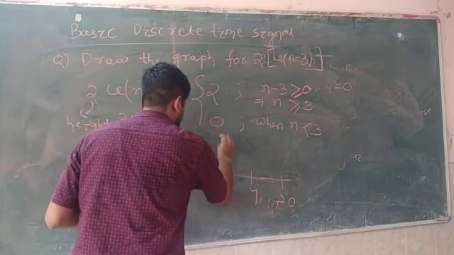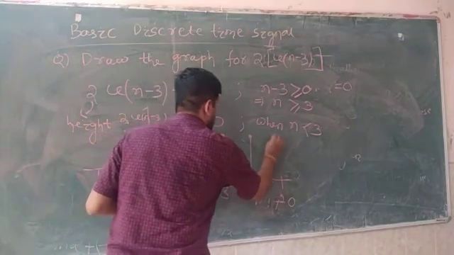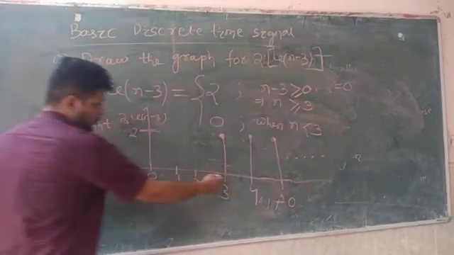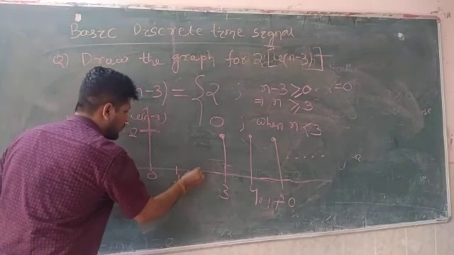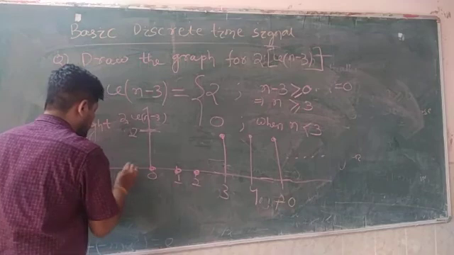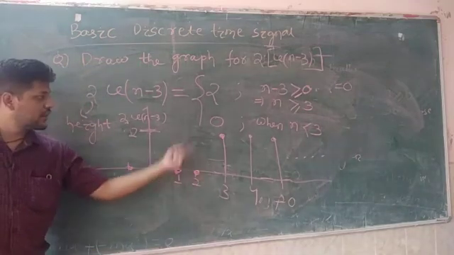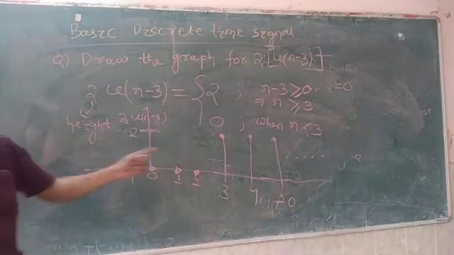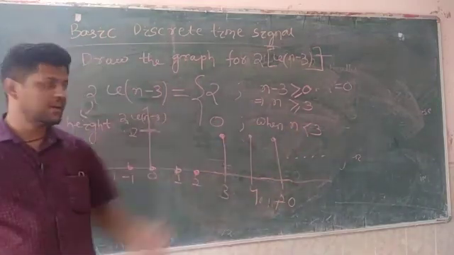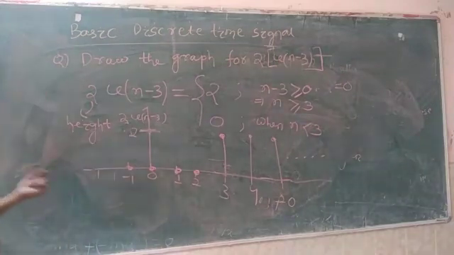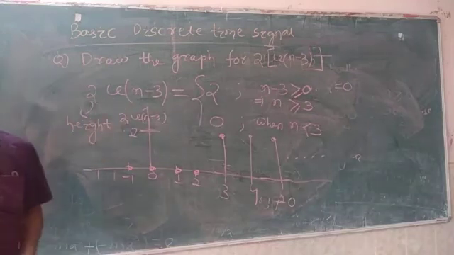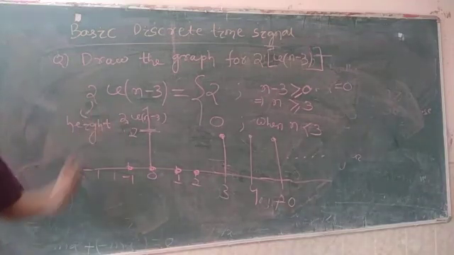So for n greater than or equal to 3, the remaining will be 2 only. This indicates the sample value is 0, and this indicates the sample value will be 2 up to infinity, n greater than or equal to 3. That means 3, 4, 5, 6 up to infinity, the value will be 2. When n is less than 3, that is 2, 1, 0, minus 1, the value will be 0. So this is the representation of twice of u of n minus 3.